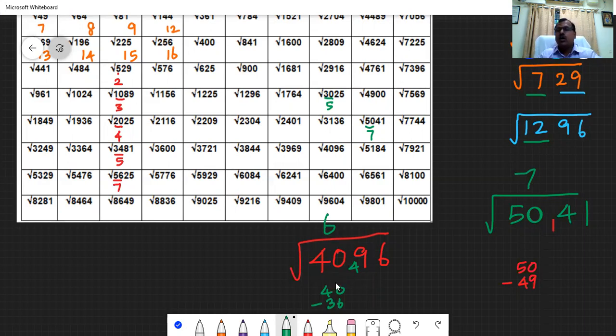So I did the first digit of the answer. Now how to find the second digit? Listen, second digit. How to find the second digit? I'm going to tell you. Please listen carefully. Don't talk. The number is 1936.